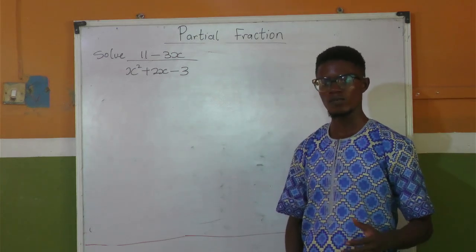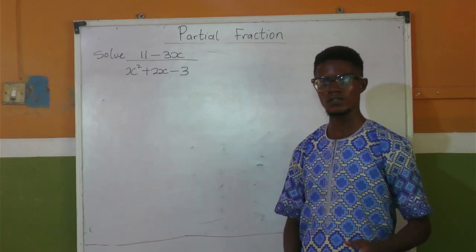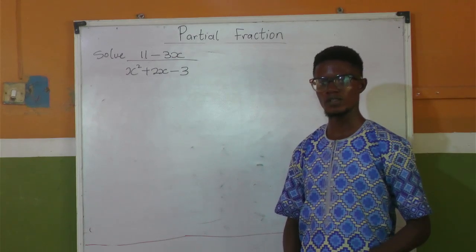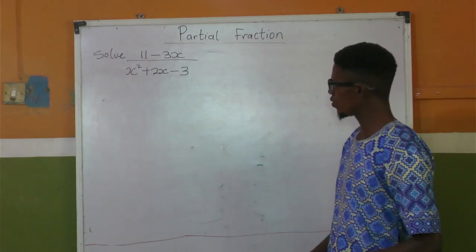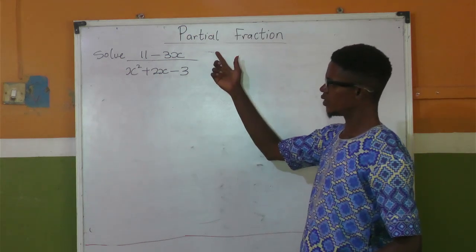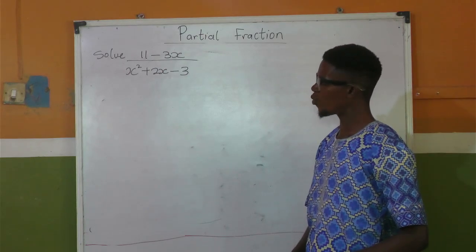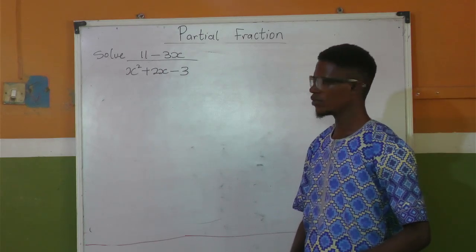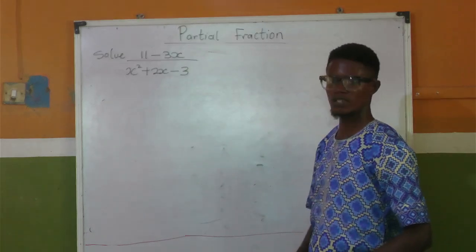That simply means that we must be able to get two or more factors, depending on the degree of your denominator. And the second thing is that the degree of your numerator must always be lower than the degree of your denominator. So let's see if this equation meets both criteria.